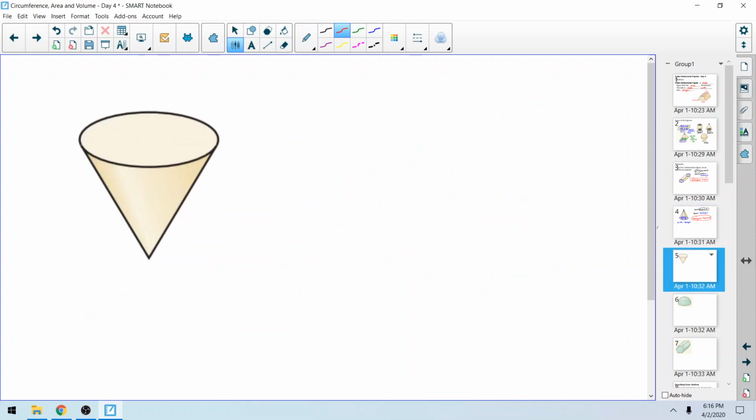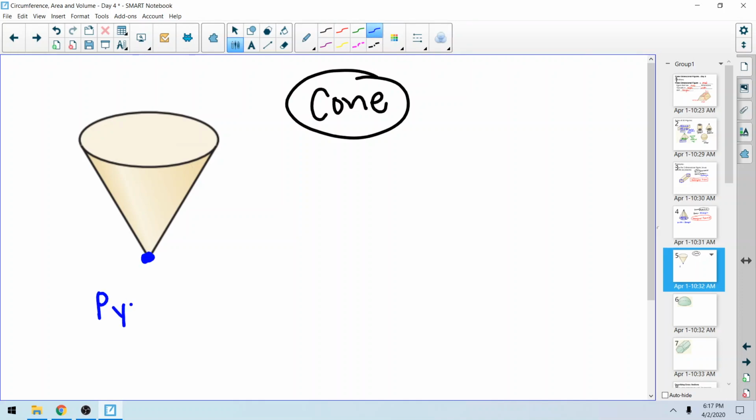Next one. Now, this guy, I'm going to go with 2 names, but I'm hoping everybody is just saying cone. Okay? This is a cone. You're done. Move on. But there is another way to name him if we're sticking with what we're doing here. So if you take a look at a cone, it comes to a point. So that would make it a pyramid.